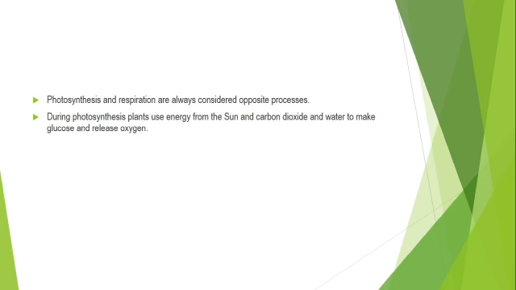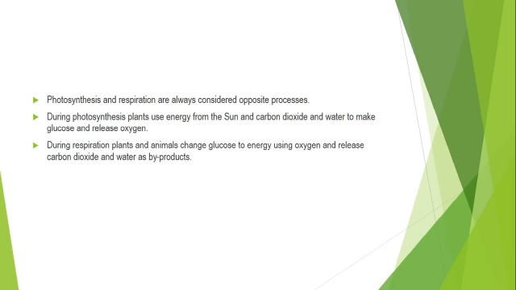Right, during photosynthesis, plants use energy from the sun, carbon dioxide and water to make glucose and then release oxygen. So during this process of photosynthesis, plants will use energy from the sun in order to release oxygen.